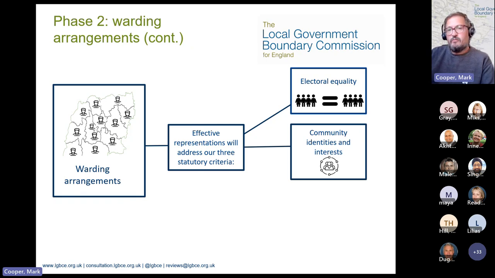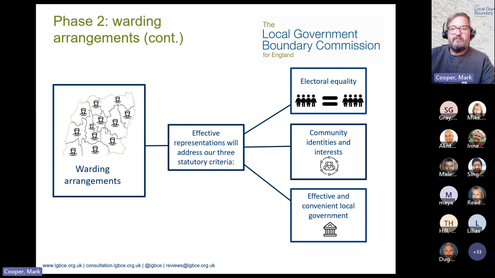The second criteria is community identities and interests. We will seek to propose wards that keep communities together and reflect the shape of local communities across the city. This is something we heavily rely on local people to tell us about, and I'll talk a bit more about that in a moment. The final criteria is effective and convenient local government. We will try to propose wards that are coherent and use sensible and identifiable boundaries like major roads, rivers, things like that, and wards that have complete internal road links within them, and also that have names that mean something to local people.